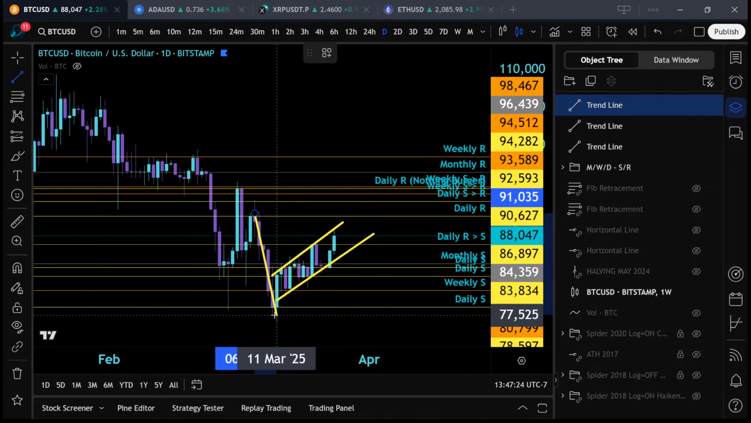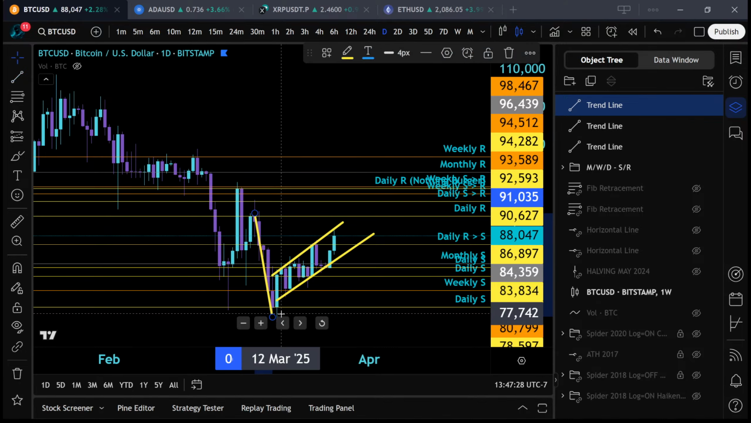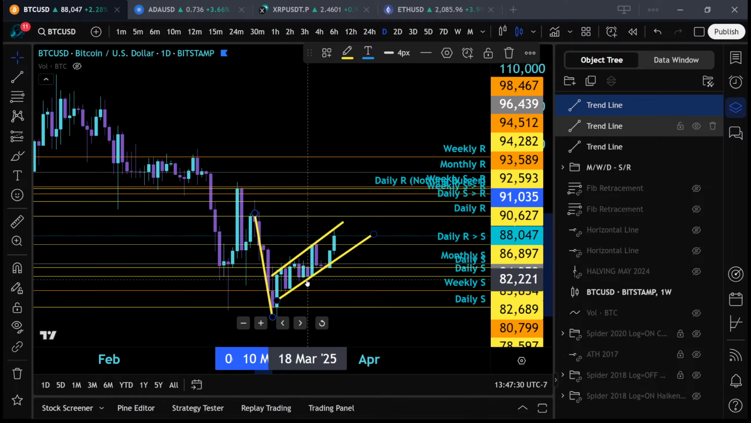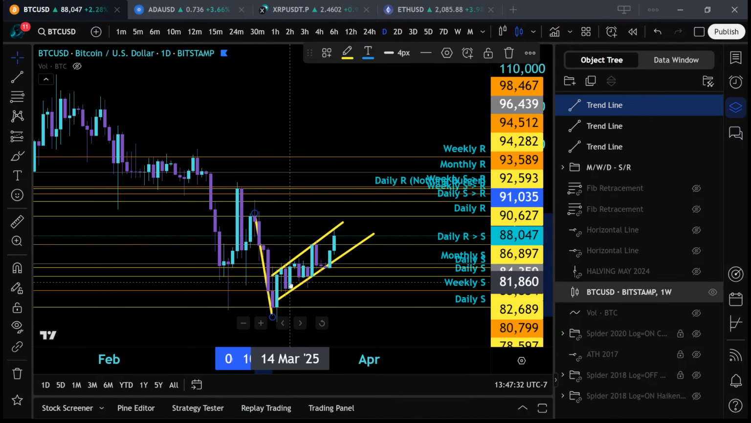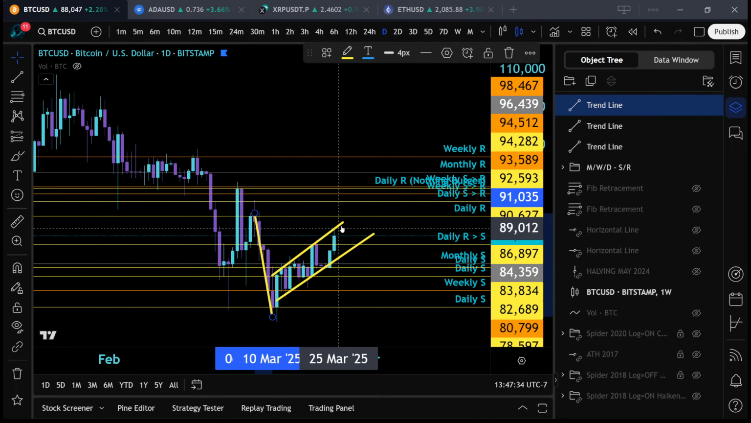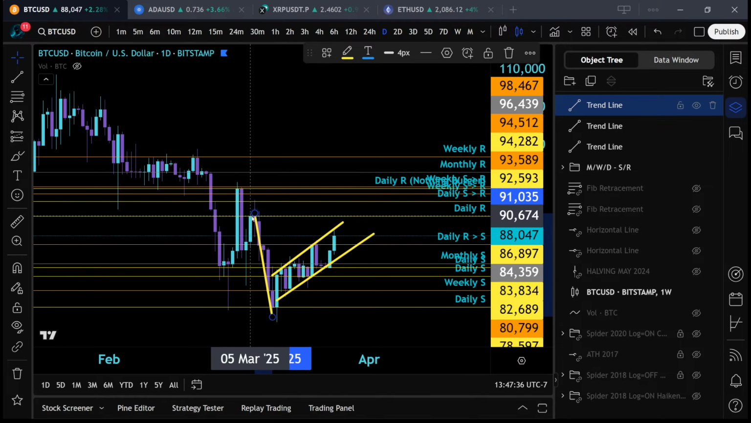So it's just this big move downward. Let's do it at the bottom of this wick right here. So we had this big move downward, and it's broken up above here. If we break up above this line, this is a resistance level.